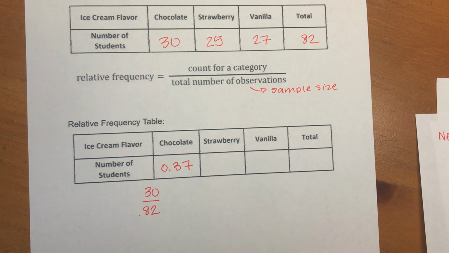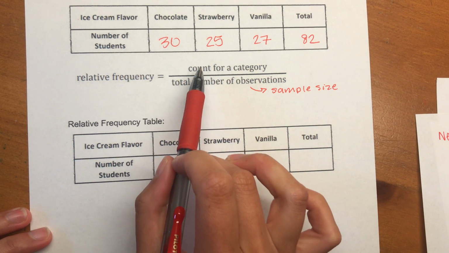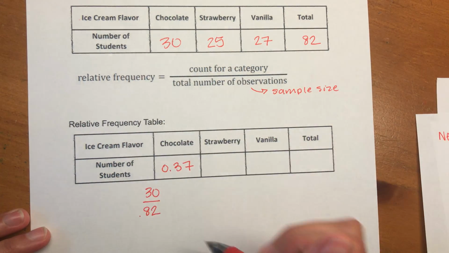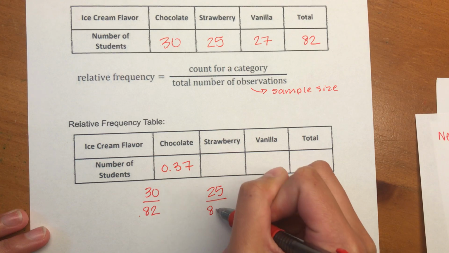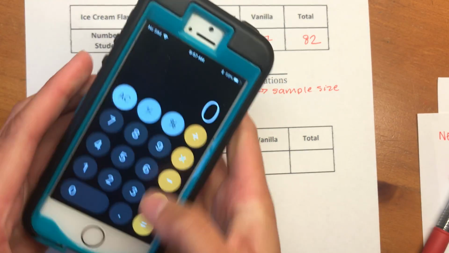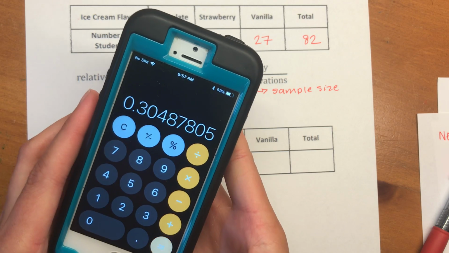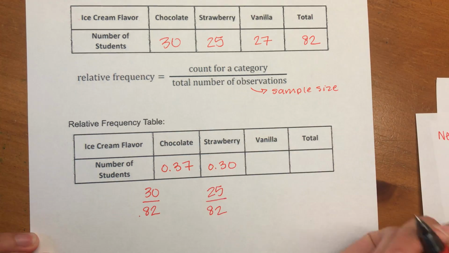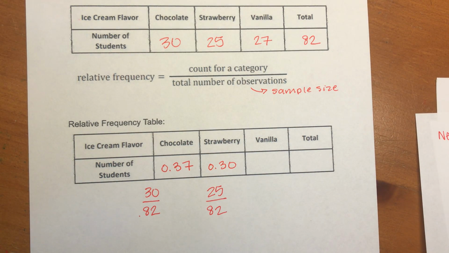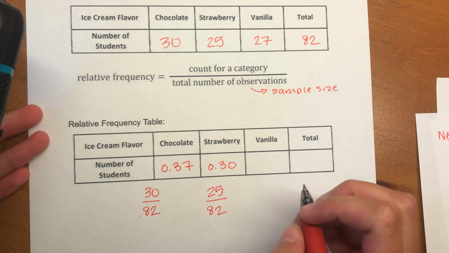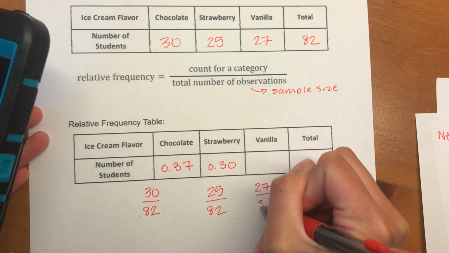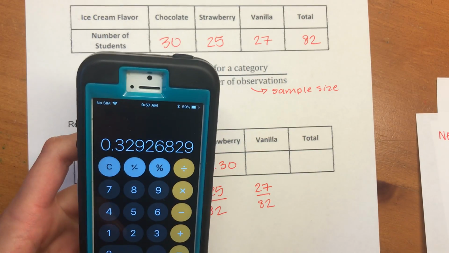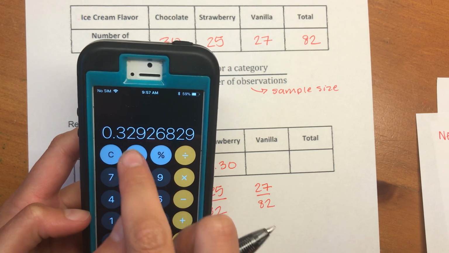All right. So for strawberry, I'm going to take the number of students, that's the count for the category, or the frequency. The frequency for strawberry is 25. I'm going to divide that by the total, which is 82. All right, so I'm going to do 25 divided by 82, and I get 0.30 if I round to 2 decimal places. Okay, and now for vanilla, I have 27 divided by 82. So I'll get 27 divided by 82 is, if I round this up, 0.33.